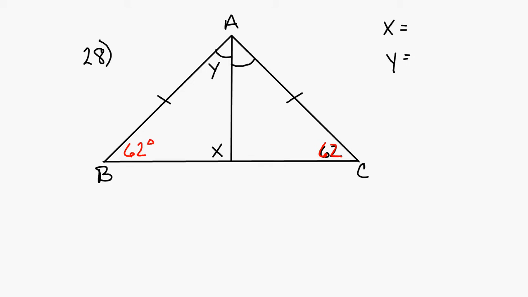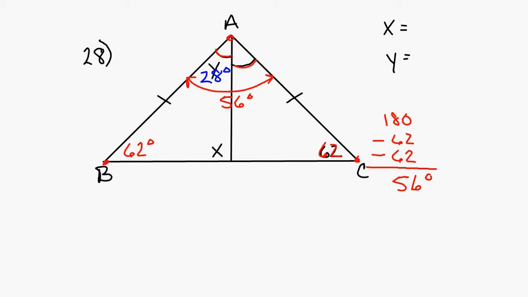So if you take 180 and you subtract 62 and you subtract 62 again, you're left with 56 degrees, which means in this triangle ABC, this top angle up here is equal to 56 degrees. And if these two angles are equal to each other, then you take 56 and divide it by 2. And when you do that, you get 28 degrees for angle y.